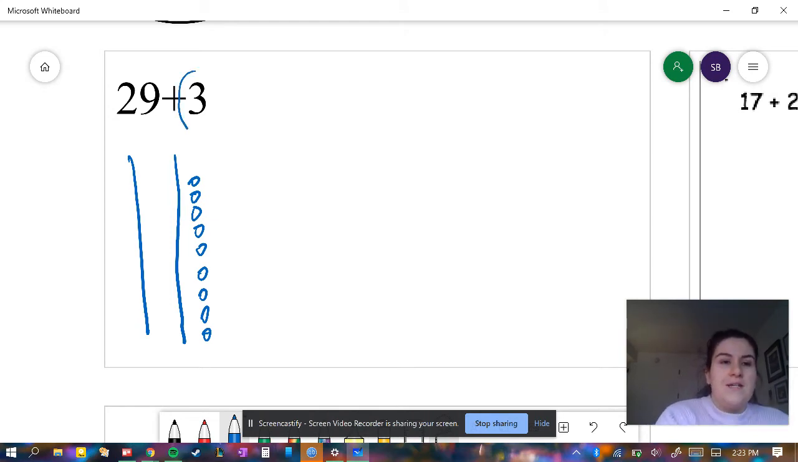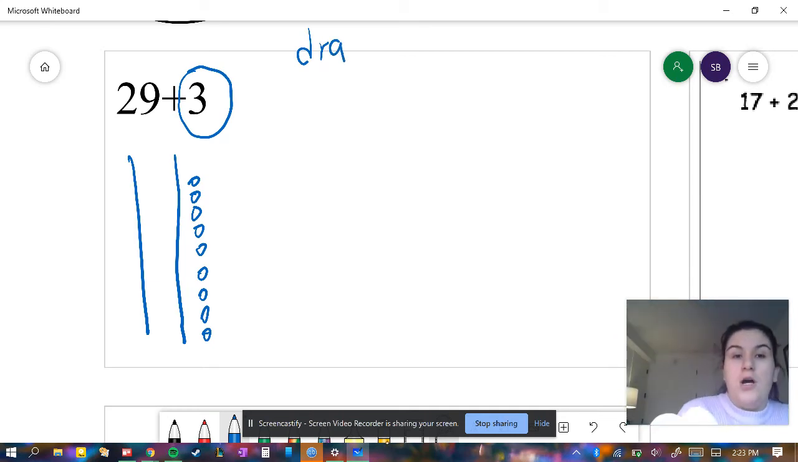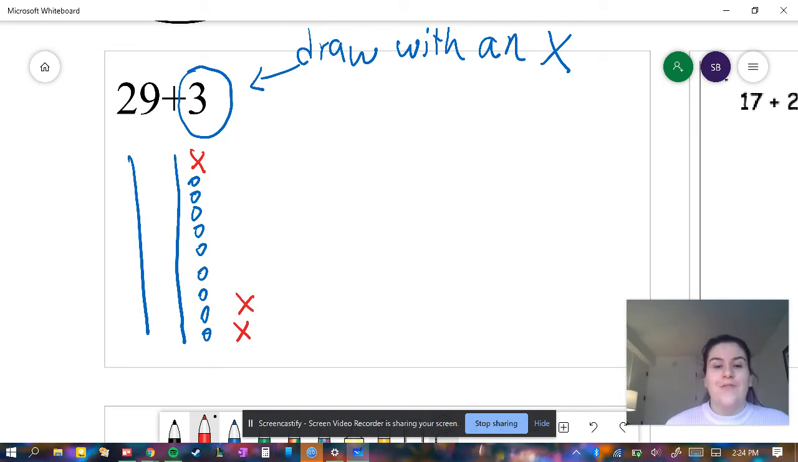Now, here's the part where you have to listen close because we're going to learn something really important. When we draw the second number, we're going to draw with an X. That way, we know that we're representing the other number. We know we have 9 here, and how do we get to the next 10? We need 1 more. So I'm going to put 1 X here. And then 1, 2, 3. I've shown my 3. Let's show that in a number bond.